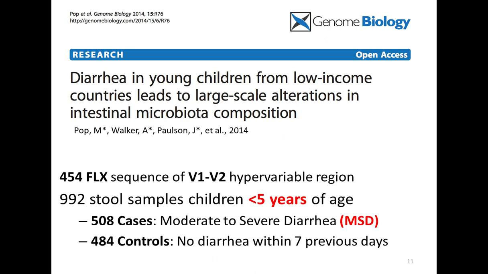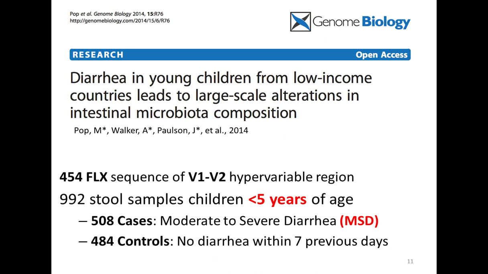We published this study in Genome Biology about diarrhea in young children from low-income countries leading to large-scale alterations in intestinal microbiota. Back then, we used the unfortunately now gone 454 Flex sequencing technology of the V1, V2 hypervariable regions. It's important to note that we chose to use V1, V2 as opposed to V4, which is standard with the Illumina kit, primarily because we did not care about Bacteroides, and we were focused on pathogen detection, and we felt V1-2 would be better able to speciate and identify particular pathogens that we wouldn't with V4.